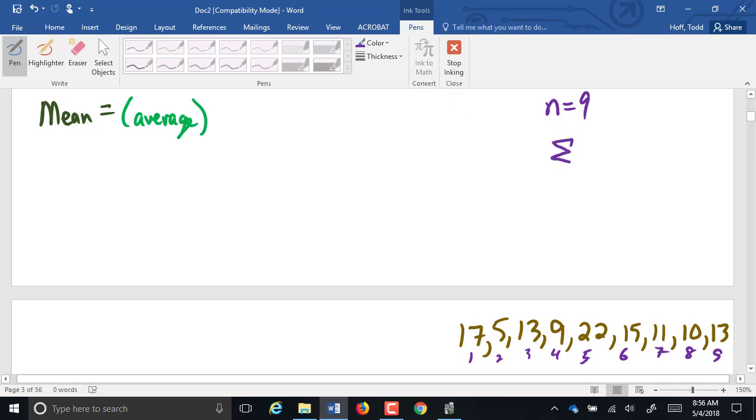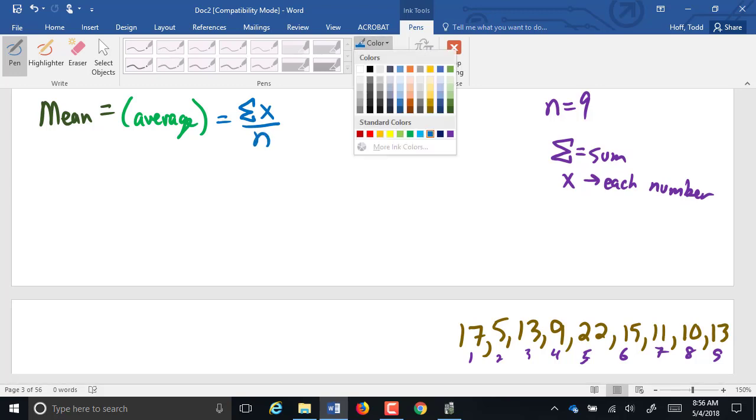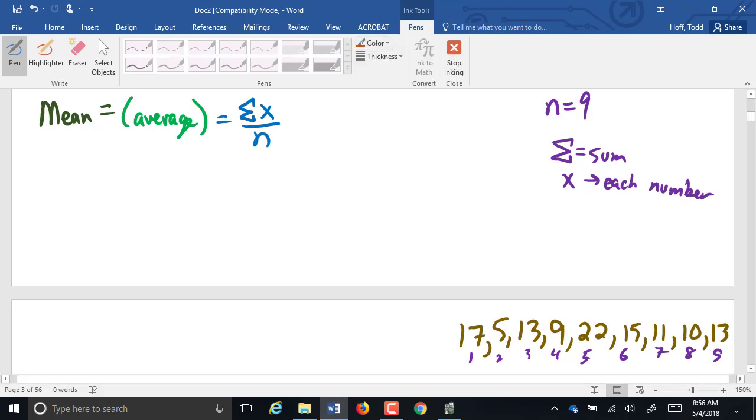This symbol right here that looks like kind of a funny E is sum. Add them all up. And X stands for each number. So the technical definition of mean is the sum of the x's divided by n. What does that really mean? That means add them up and divide by how many are there.